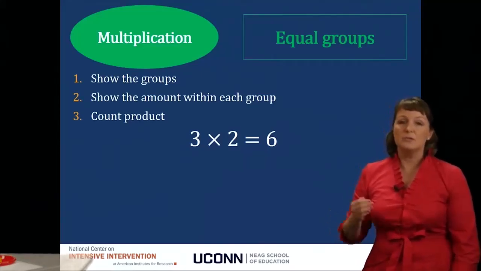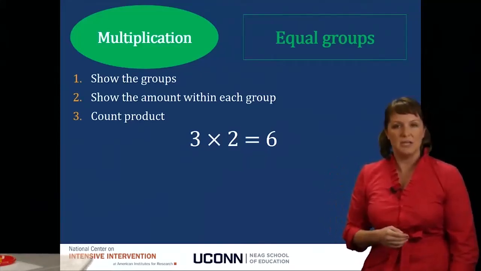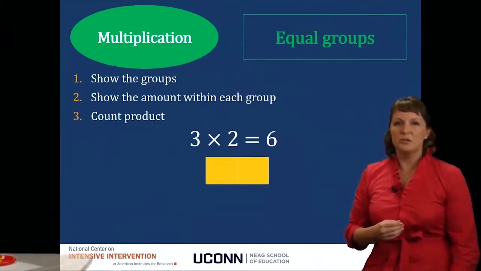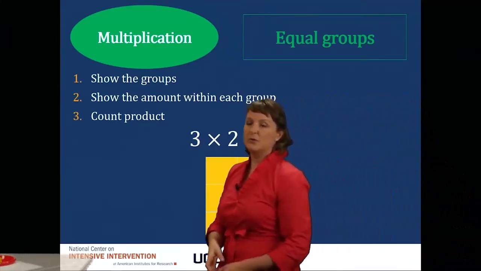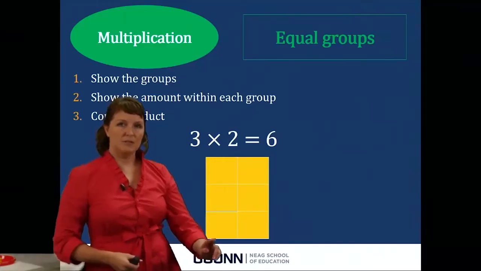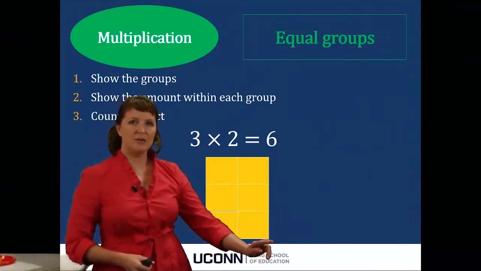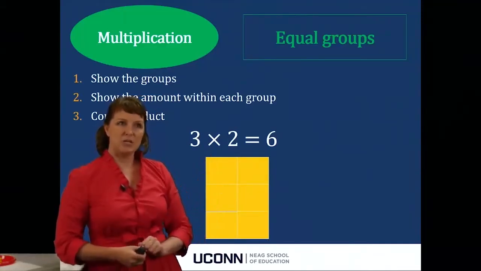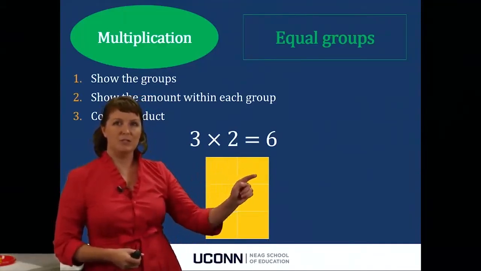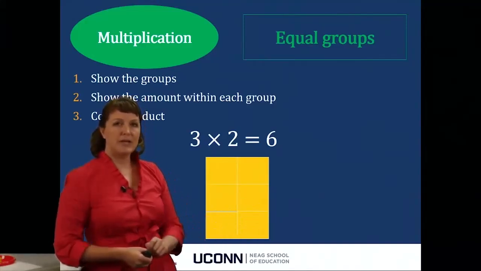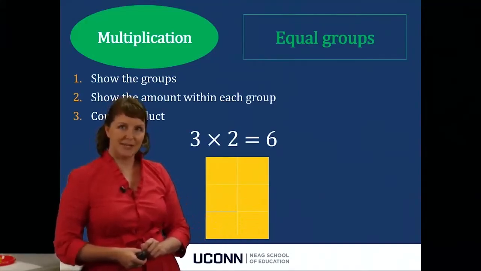So here we can also use an array to show an equal groups model. Here I'm going to show 3 groups of 2. So there's one group of 2, another group of 2, and another group of 2. And so here I have 3 groups multiplied by 2, and that creates this array, this rectangular area here. And how many cubes are in this array? We have 1, 2, 3, 4, 5, 6. So 3 times 2 equals 6.